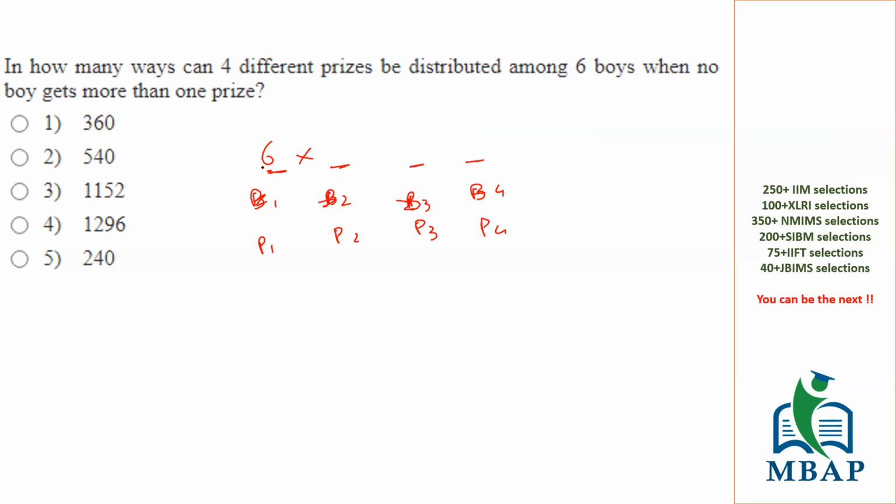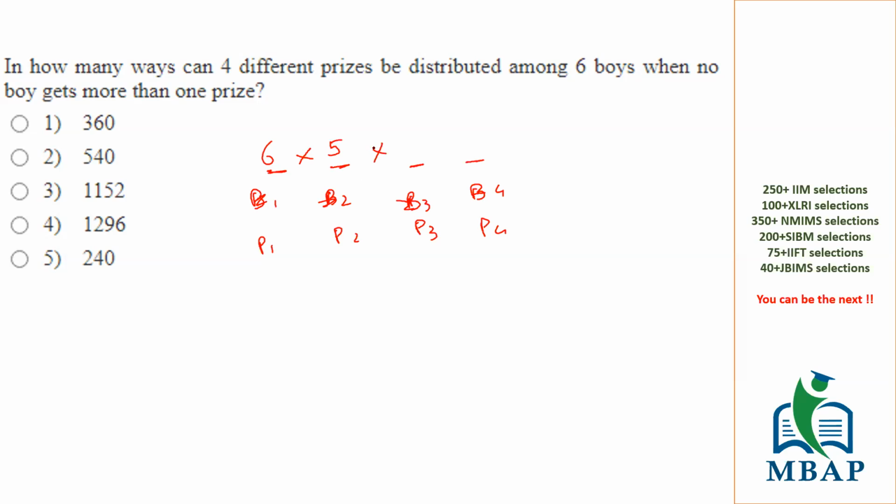Now that one boy will get one particular prize, right? So once he gets his prize, will he get any other prize? No, because they say no boy gets more than one prize. So the one who gets the first prize will go out. Now how many boys will be remaining? Five boys. Out of five boys, one will get the second prize.